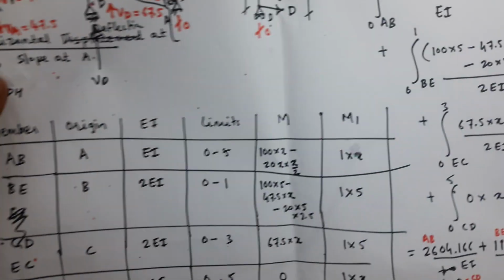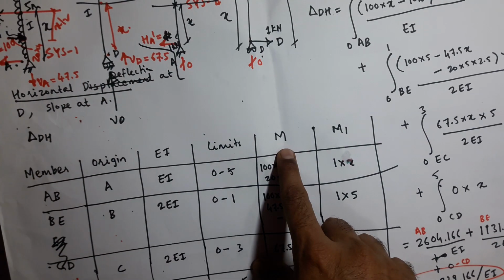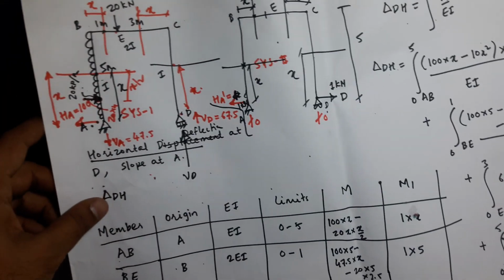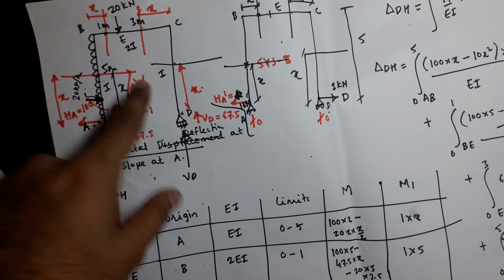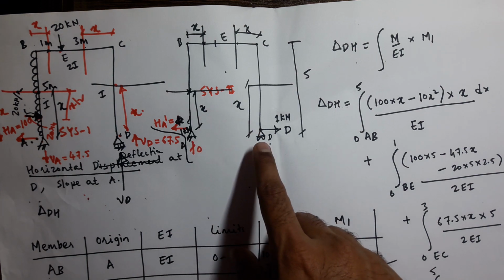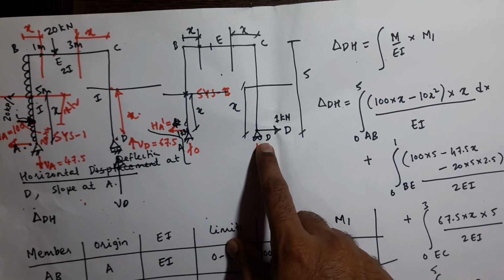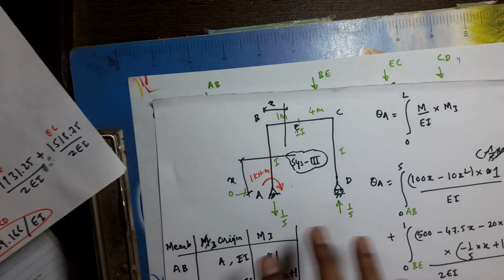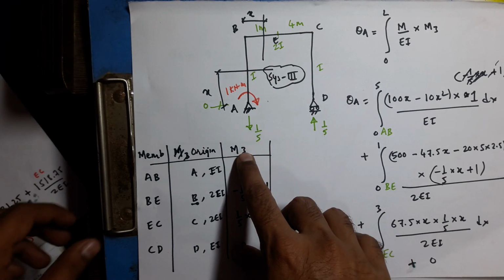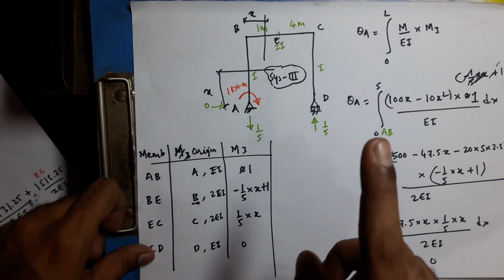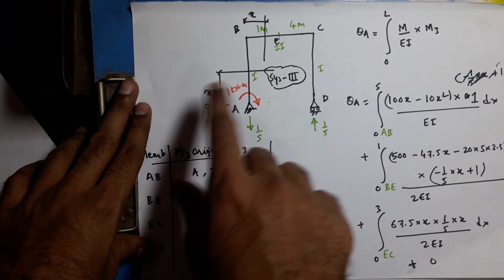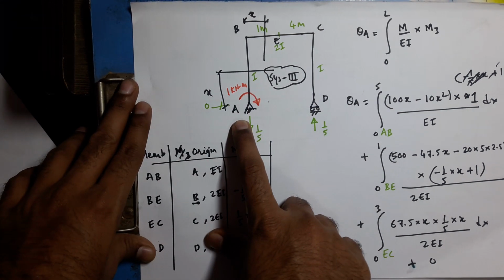Again I will define these terms. M is the moment developed in system 1 because of the given loading. M1 is the moment developed in system 2 because of the unit load at D. In the same way, we have to find M3. M3 is the moment developed in system 3 because of the unit applied moment at A.